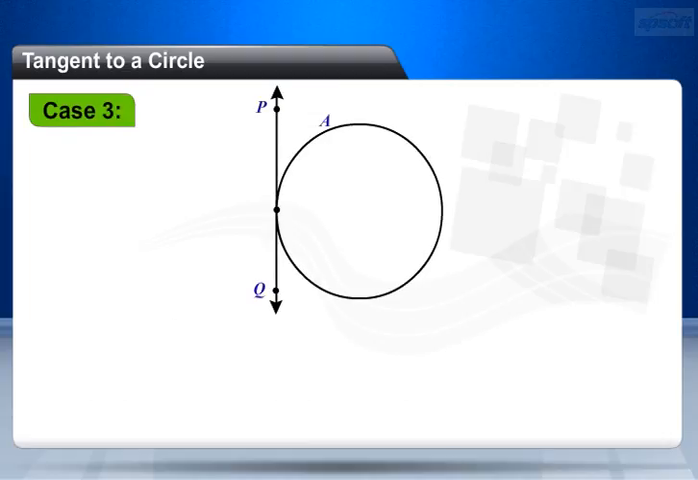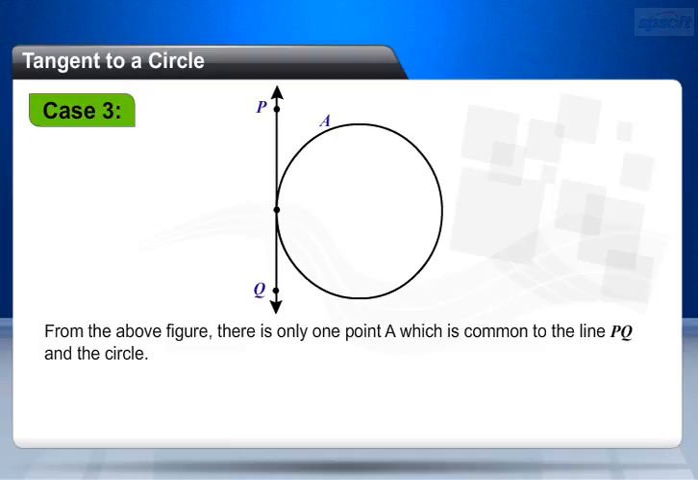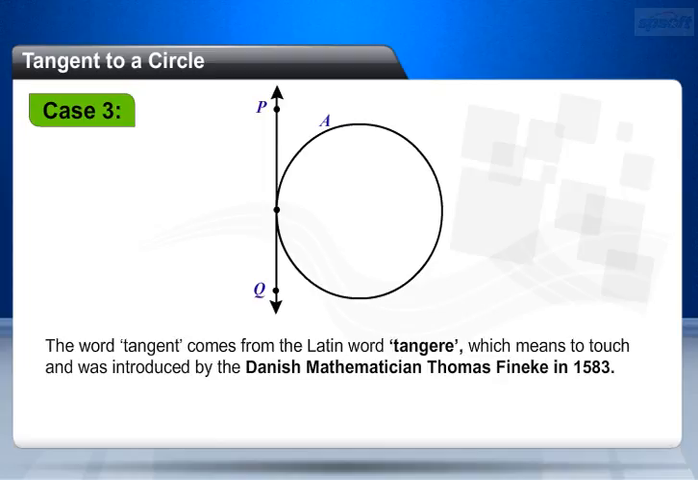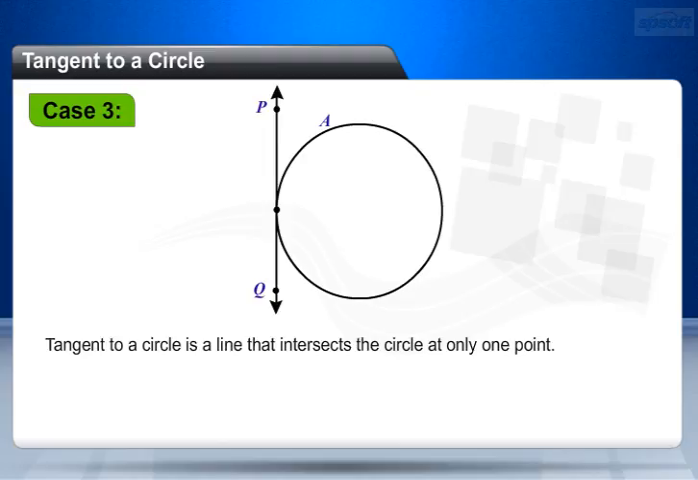Case 3. From the above figure, there is only one point A, which is common to the line PQ and the circle. In this case, the line is called a tangent to the circle. The word tangent comes from the Latin word tangi, which means to touch, and was introduced by the Danish mathematician Thomas Finck in 1583. A tangent to a circle is a line that intersects the circle at only one point.